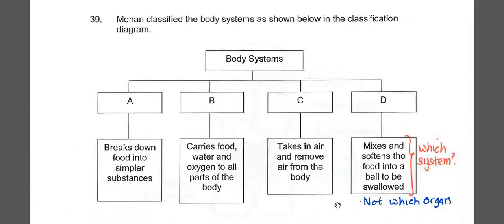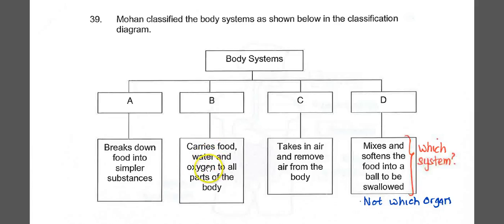Right, classify the body system shown here. A breaks down food into simple substances. Definitely this is digestive. Now over here, it carries food. When you see food, remember, don't be caught and say that it's something to do with the digestive system, right? So it carries food, not only that, water, all right? The digestive system has food and water, but look at this.